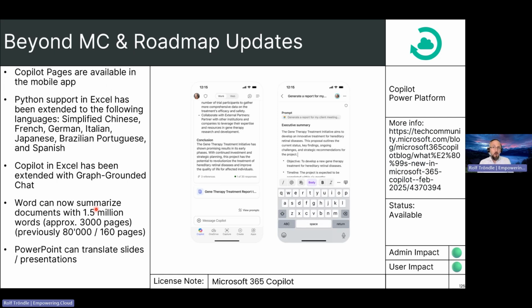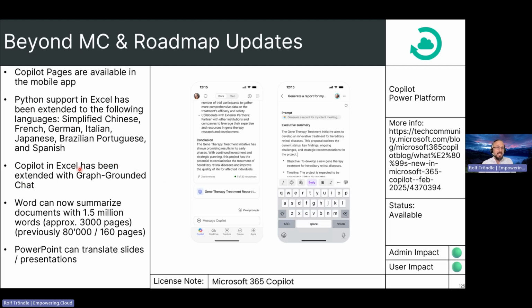Then we have some more changes regarding Copilot with no Message Center or no Roadmap ID currently. First of all, Copilot Pages is now available in the mobile app. Python support in Excel has been extended to other languages like French, German, Italian, Japanese, and so on. So in Europe, it's quite important to know that we have more available languages for Python in Excel.